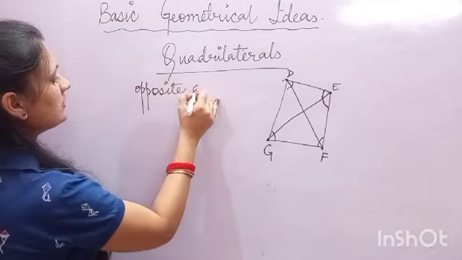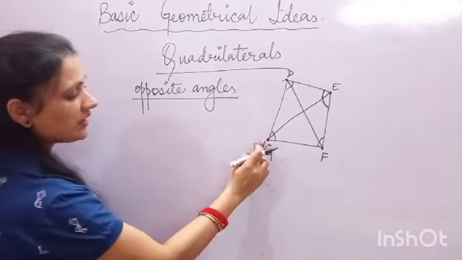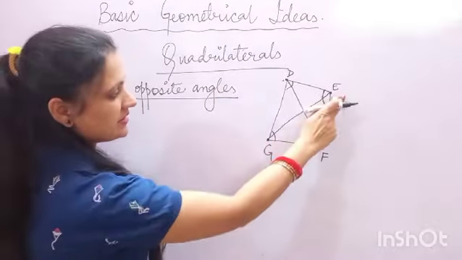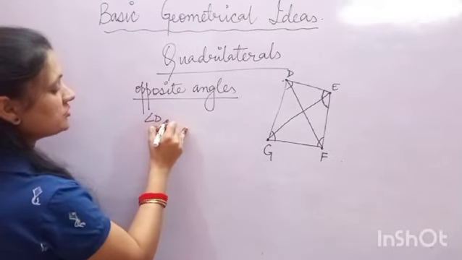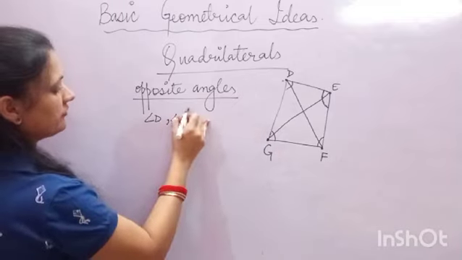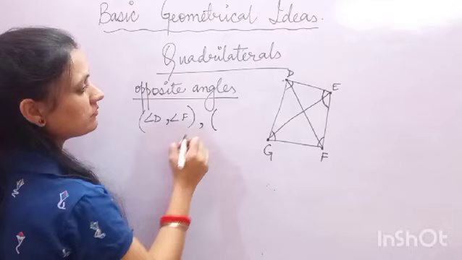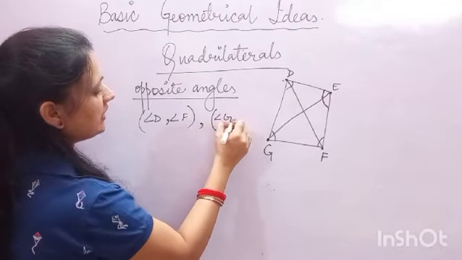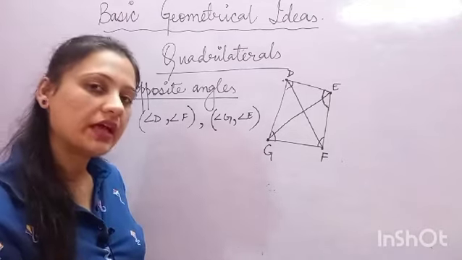Opposite angles. Can you see which angle is opposite to angle G? Yes, angle E. And angle D is opposite to angle F. These are opposite angles. Next opposite pair is angle G and angle E. These are the pairs of opposite angles.